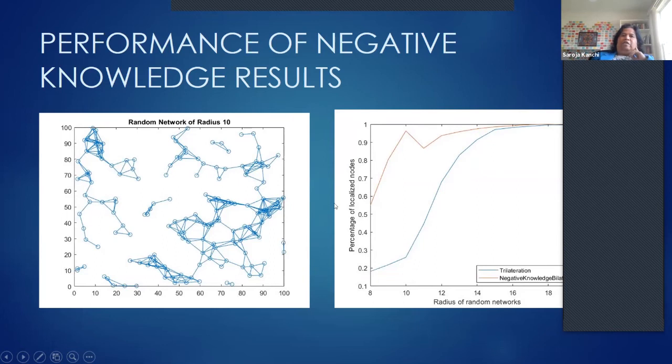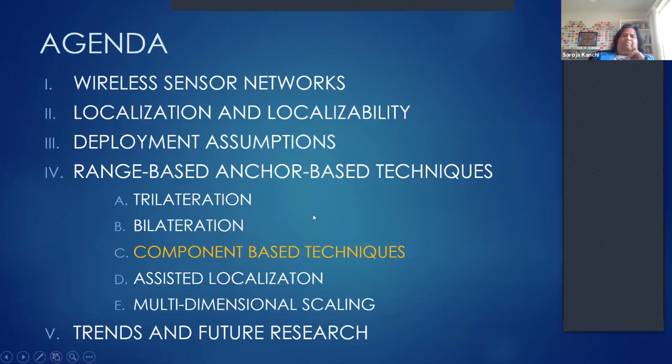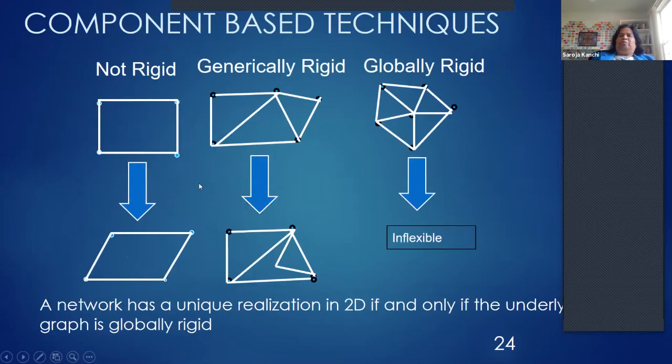So we were able to significantly improve on a random network using the bilateration technique. And so that's the trilateration-bilateration, which is what we call a sequential algorithm, a sequential procedure. The next set of techniques are component-based, and we did some work on them. So I just want to introduce what a component-based technique is and then talk about our results again.